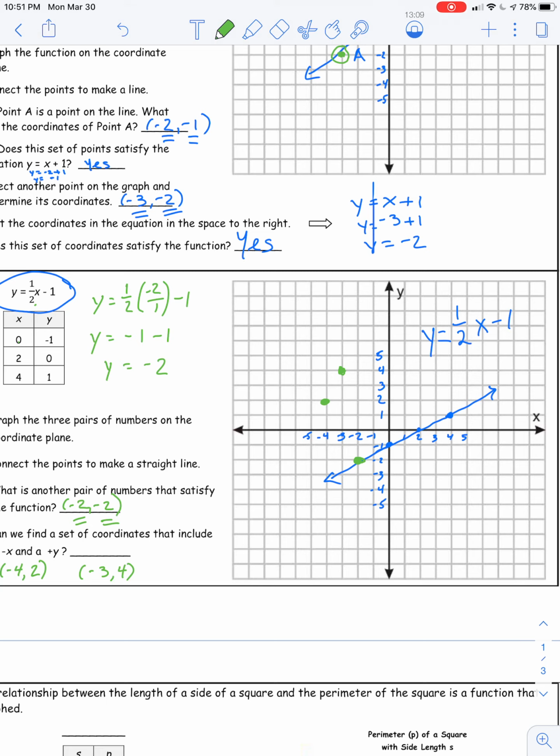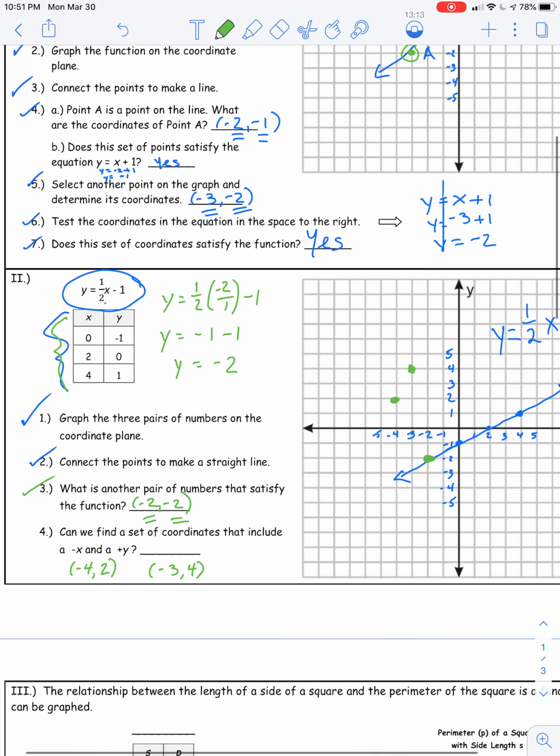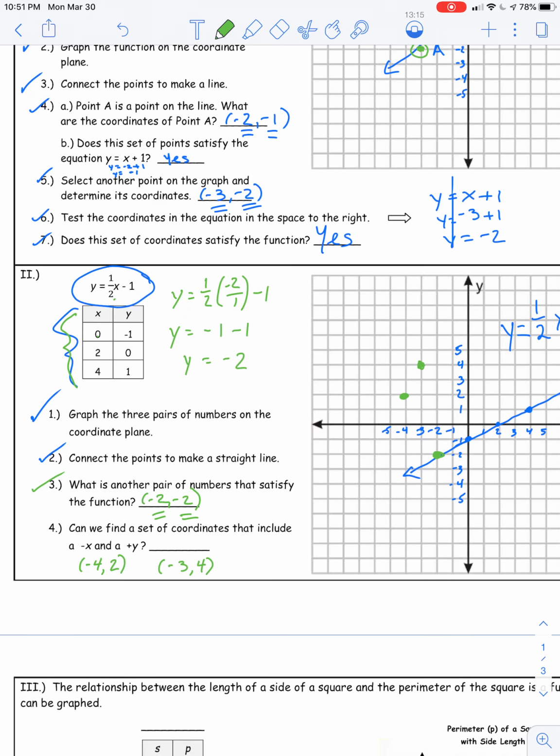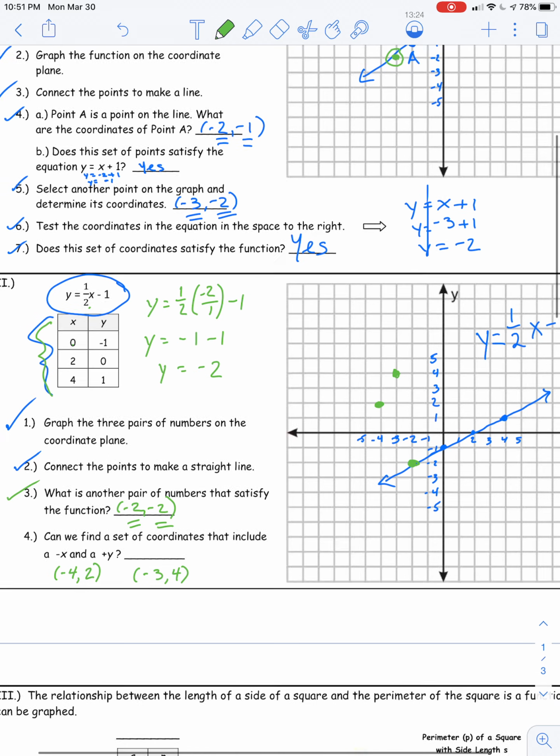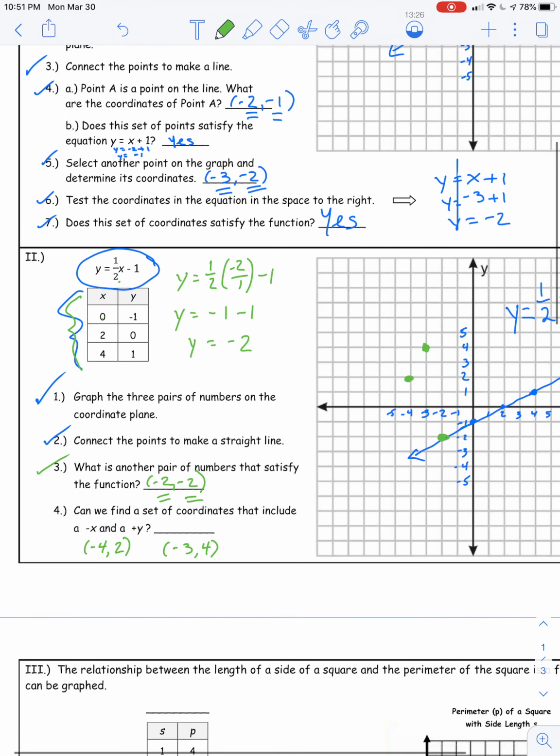Well, our line is not falling through quadrant 2 at all. So I think no matter what negative and positive numbers I pick here, I cannot have a -x and a positive y. It's just not going to happen. That's going to put us up in quadrant 2 all the time, and our line is never going to pass through quadrant 2. So the answer to number 4 would be no.